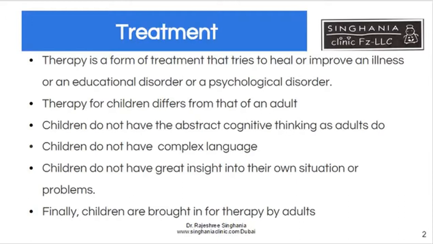Why does it differ? Because children don't have abstract thought the way we adults can analyze our problems or understand our problems. Children don't have that kind of cognitive thinking. They don't have complex language, particularly if they are very young or if they are distressed or if they have learning difficulties. They don't have insight into their own situation or their problems. And finally, children are brought in for therapy by adults, either by school or by parents.